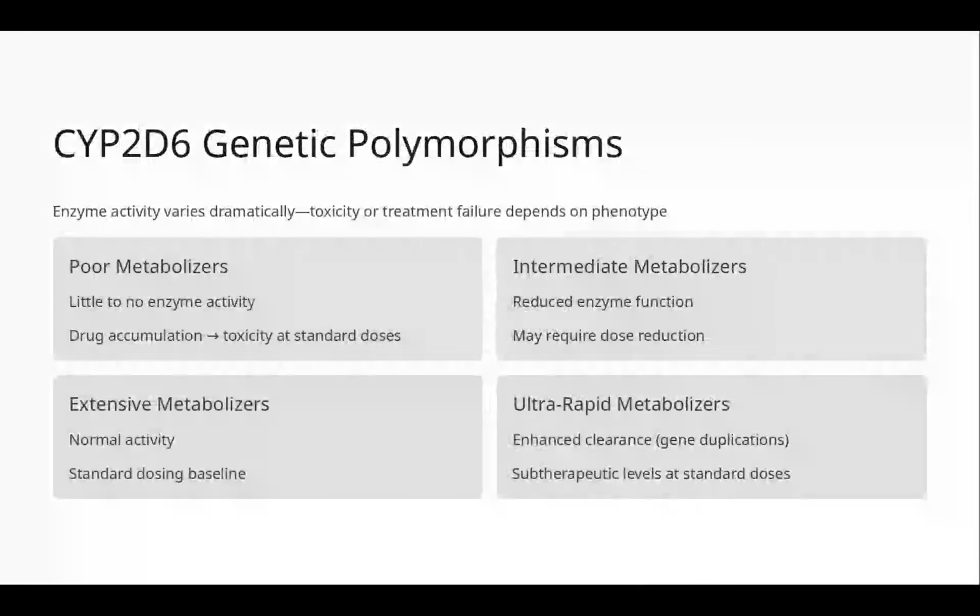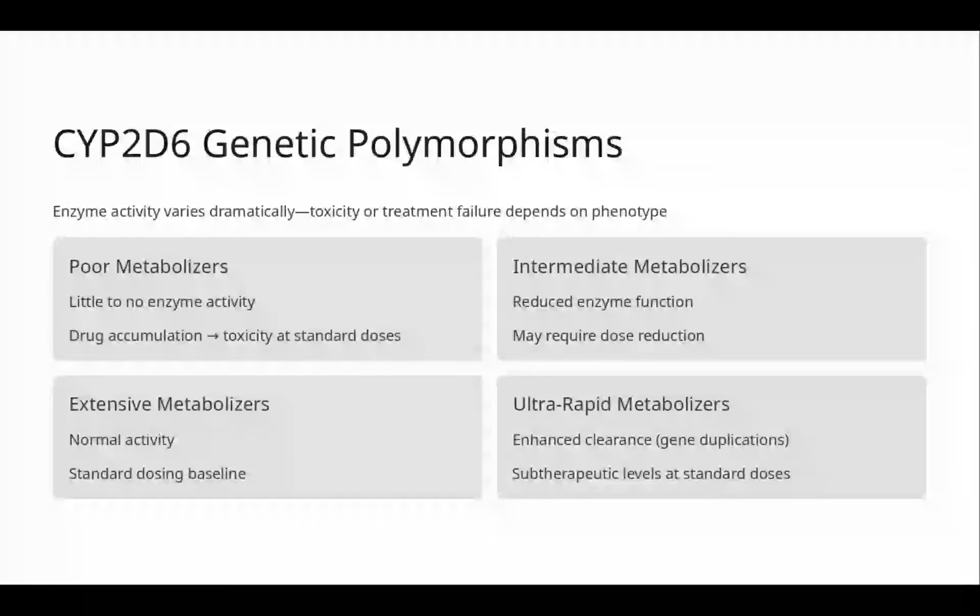Genetic polymorphisms. Not all patients metabolize drugs equally. The CYP450 system has significant genetic variations. Take CYP2D6, one of the most important enzymes in psychopharmacology. Patients fall into 4 categories. Poor metabolizers have little to no enzyme activity. Drugs metabolized by CYP2D6 accumulate to toxic levels.